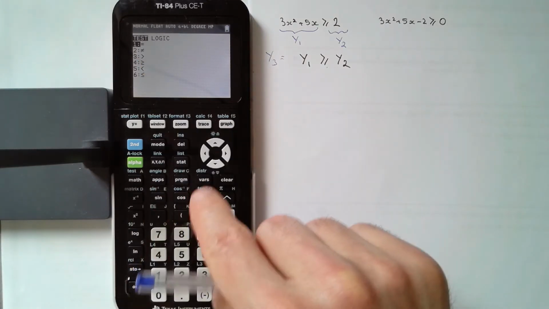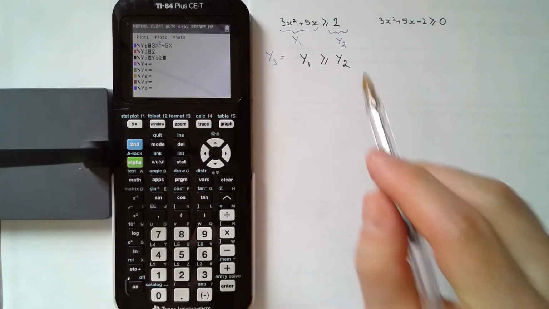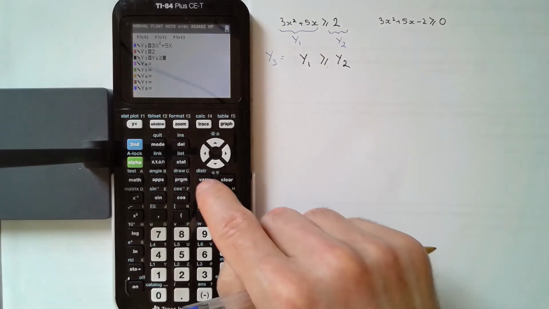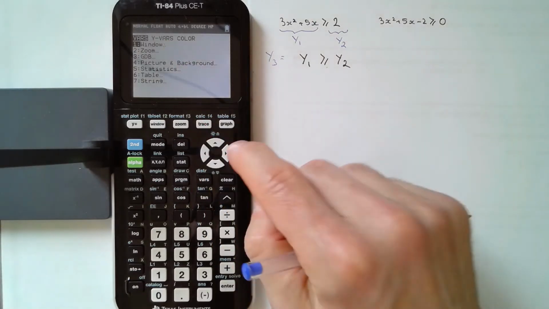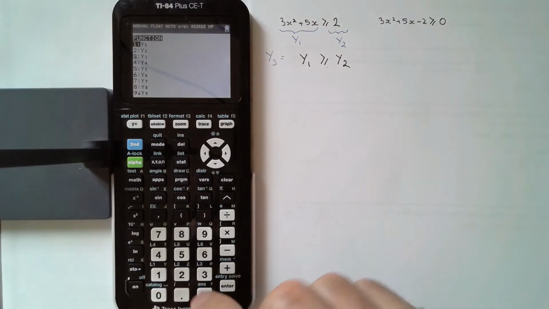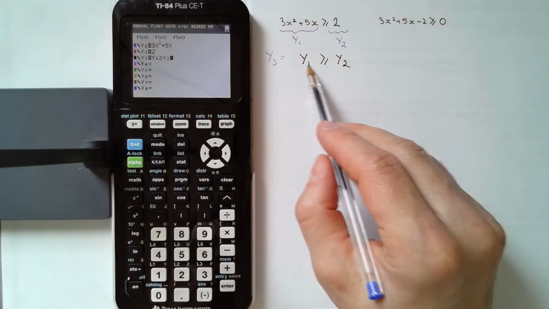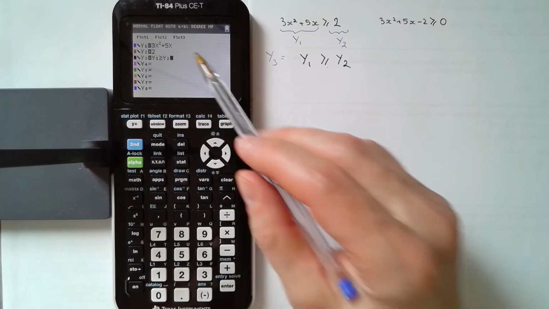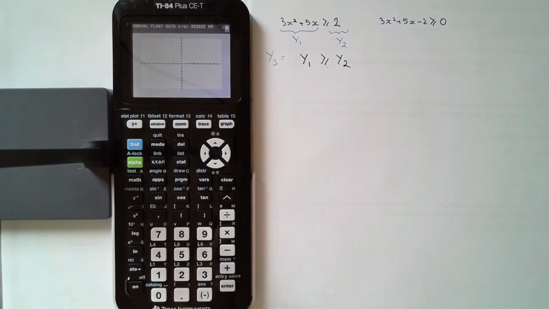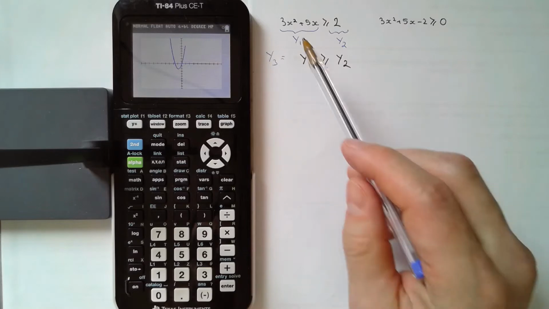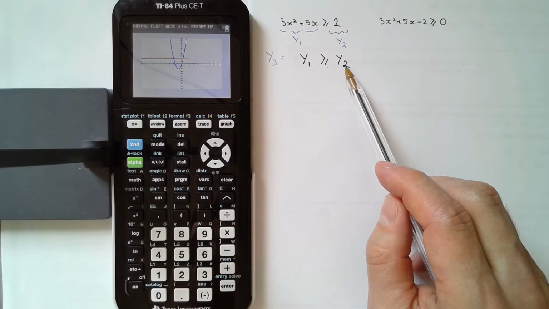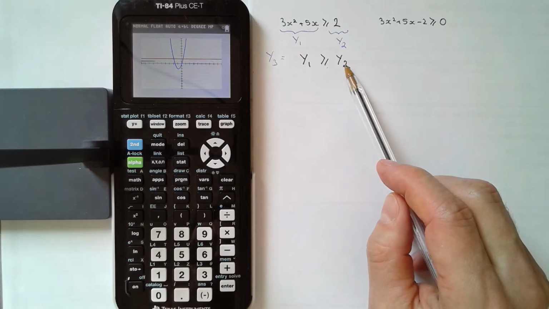Then we would like to get this variable y2. We go to vars, Y-vars, sorry. Go to function, option 2. This is our comparison operator there. Now I'm gonna hit graph and we're gonna see some magic happening. Right, the blue is our parabola y1, the red is our y2, and the black line is our comparison operator.